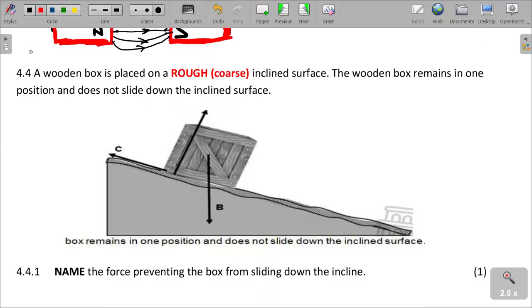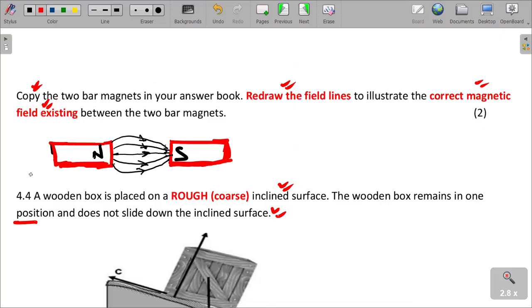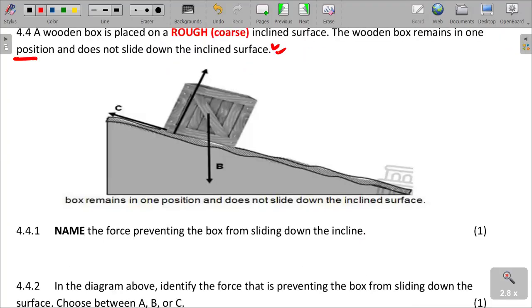So a wooden box is placed on a rough, coarse inclined surface. As you can see, the wooden box remains in one position and does not slide down the inclined surface. Another way we can say it is that it is balanced. It can't move.